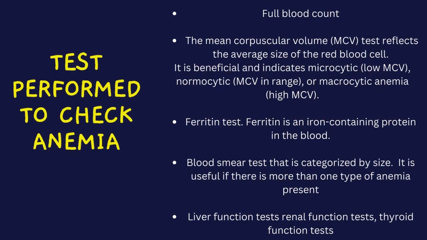There are various different tests that are performed to check anemia. 1. Full blood count. 2. The mean corpuscular volume, MCV, test reflects the average size of the red blood cell. It is beneficial and indicates microcytic, low MCV, normocytic, MCV in range, or macrocytic anemia, high MCV. 3. Ferritin test. Ferritin is an iron-containing protein in the blood. 4. Blood smear test, that is categorized by size. It is useful if there is more than 1 type of anemia present. 5. Liver function tests, renal function tests, thyroid function tests.